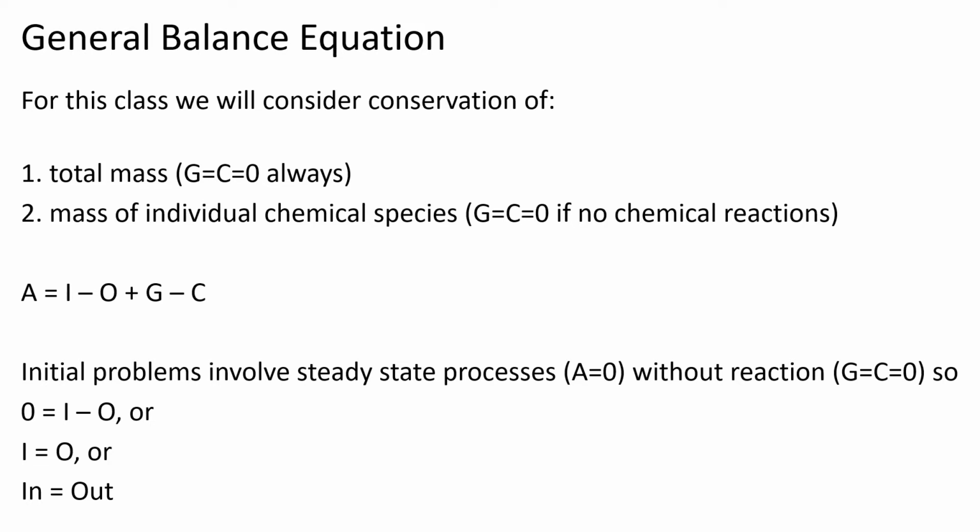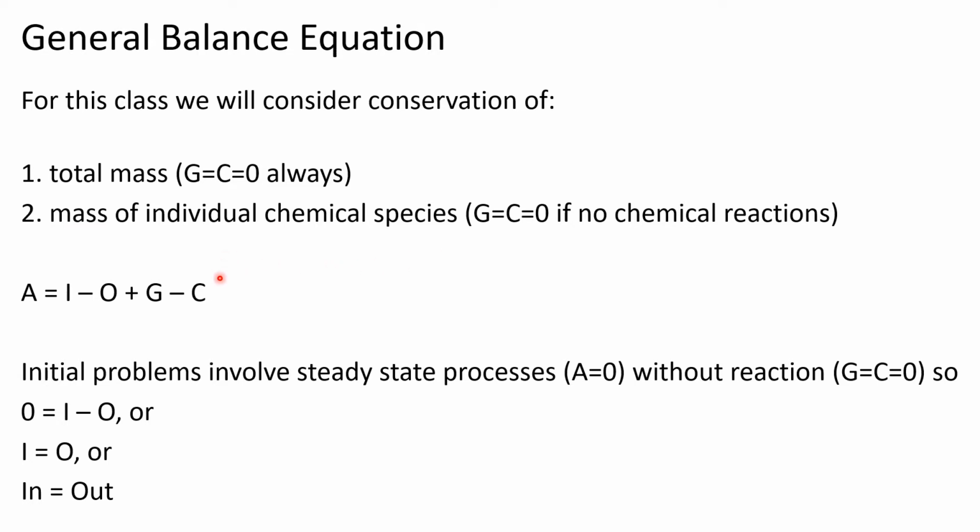We'll be applying the general balance equation in order to solve problems. As we've discussed previously, this balance equation is of the form that accumulation A is equal to input I minus output O plus generation G minus consumption C. We're going to apply this balance to the total mass in a system that's been defined by a control volume, and also to the mass of individual chemical species.